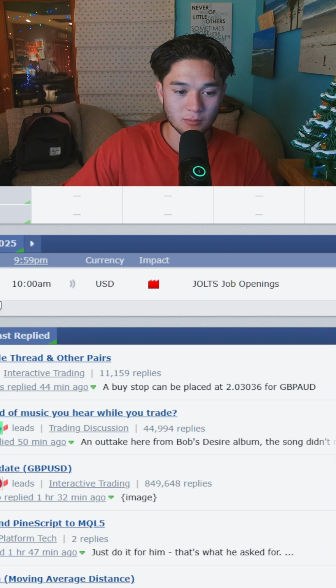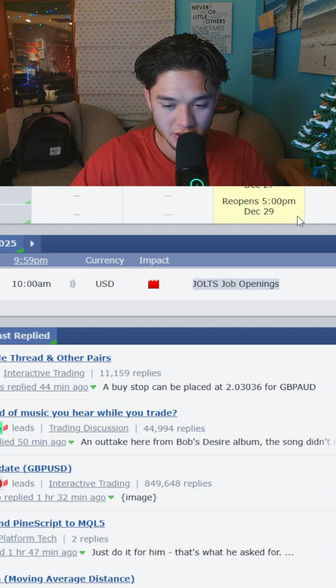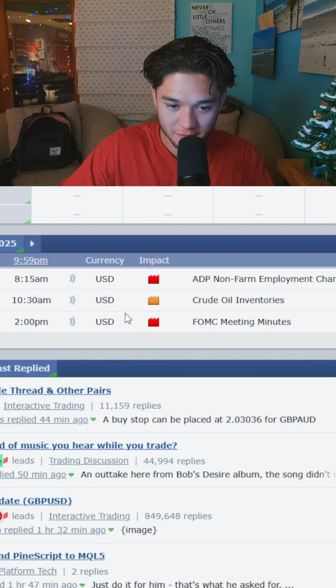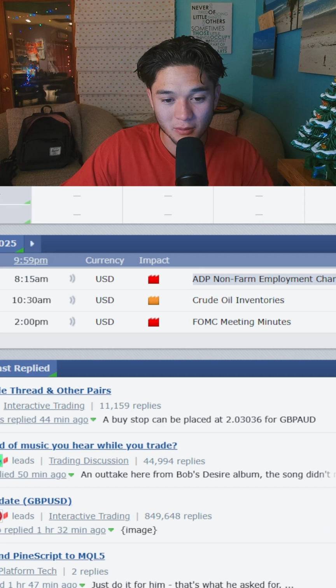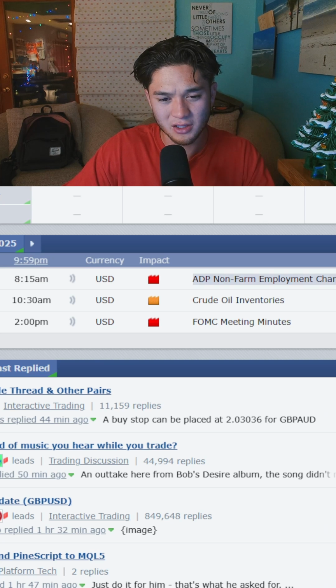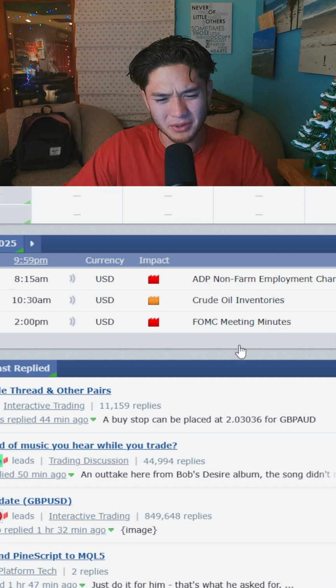We have another 10 a.m. one. This is JOLTS job openings. And then we have this 8:15 folder, ADP non-farm employment change. I think it used to be called NFP, non-farm payroll, but they changed it. And this one does affect the market pretty big.